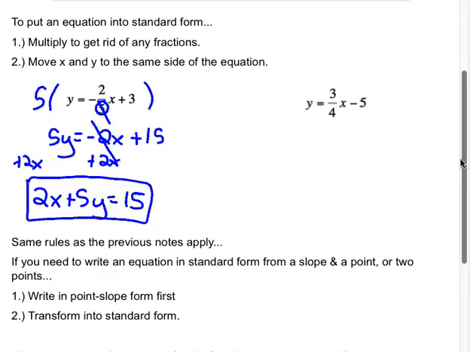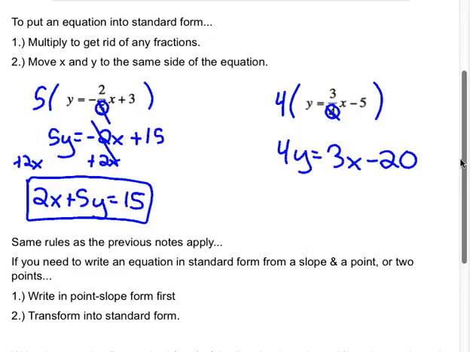The second one, this time my issue is I have a 4 on the bottom. So I'm going to multiply everything in this equation by 4. That's going to be 4y. It cancels off the fraction, then leaves me with negative 20.